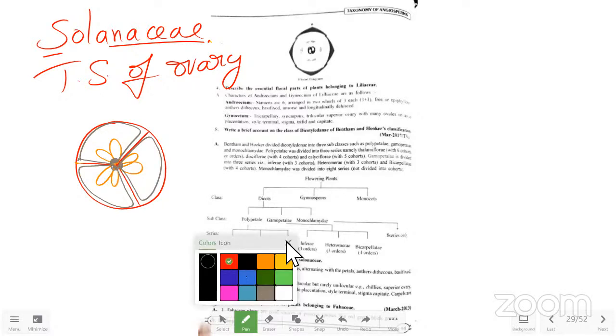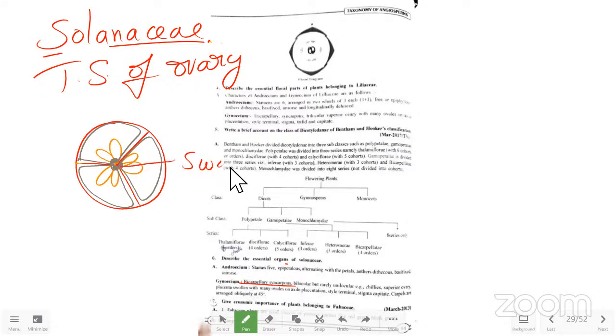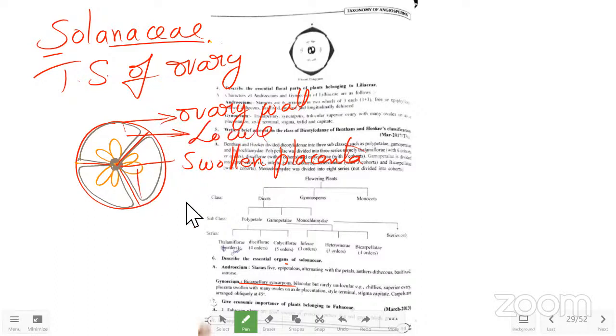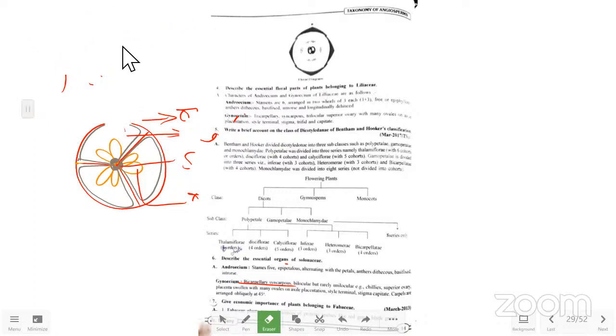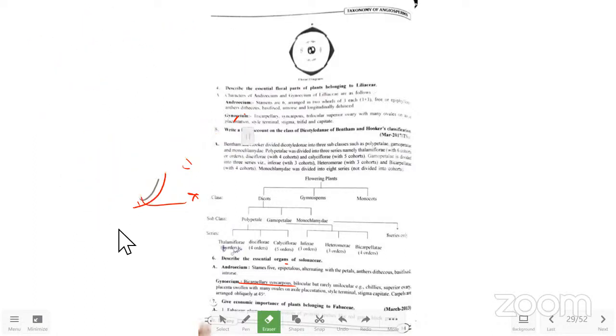Now we have to give the labeling. This is the swollen placenta, and ovary wall. This is the locule. These are the ovules. That much. So whatever we have written and whatever we are drawing, both are equal, so that it's very easy for us to learn this type of answers. That is the essential floral parts of Solanaceae or Liliaceae.